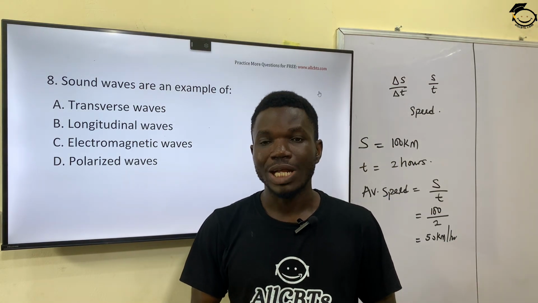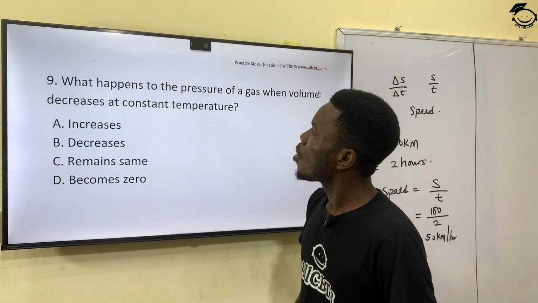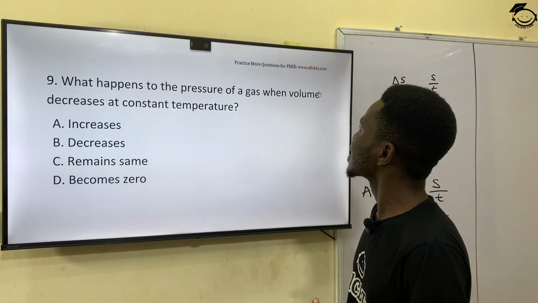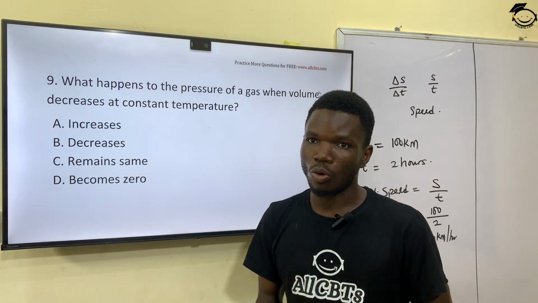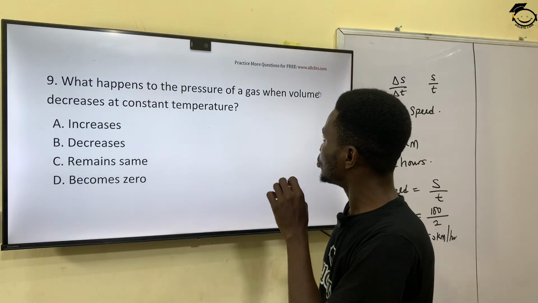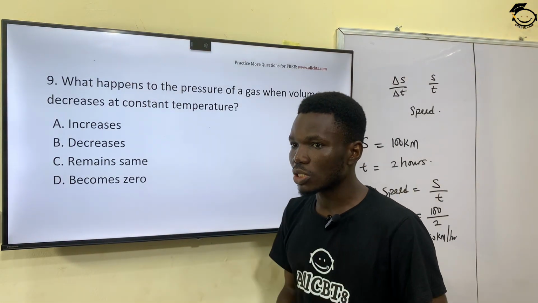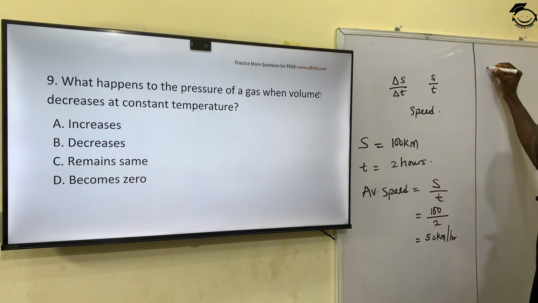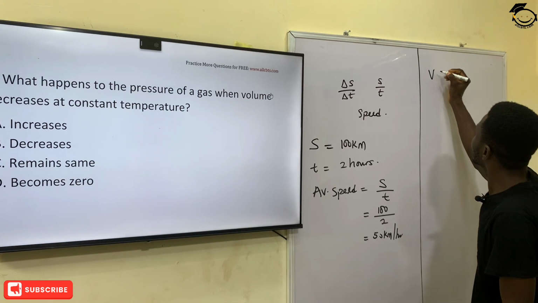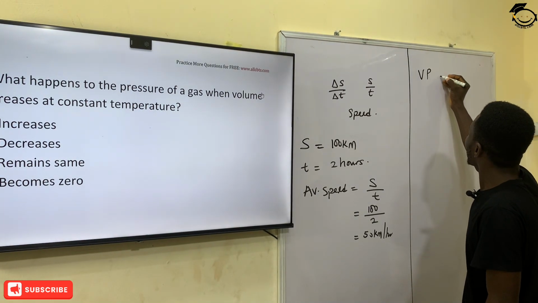Longitudinal waves. So that takes us to question number 9, which says, what happens to the pressure of a gas when volume decreases at constant temperature? So what they're telling you here is that I have a relationship between, so remember that from Boyle's law, we said that what?